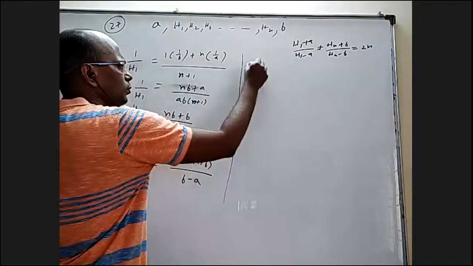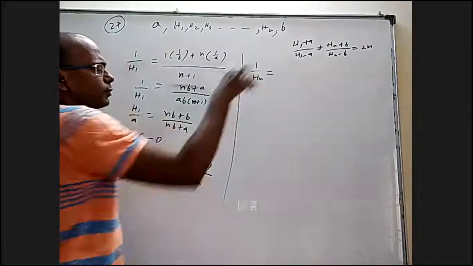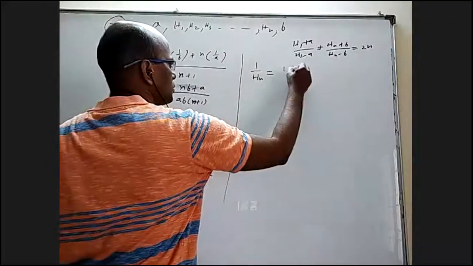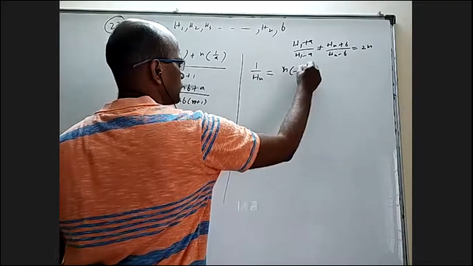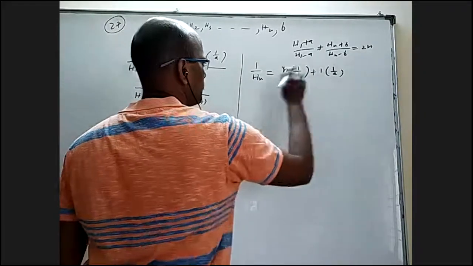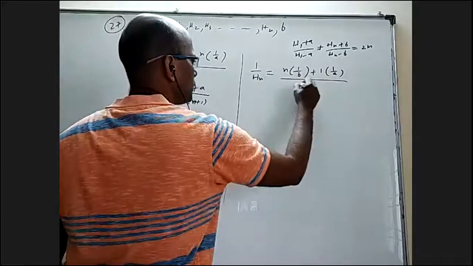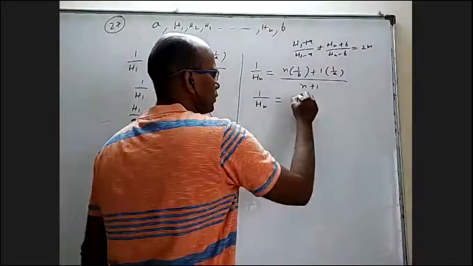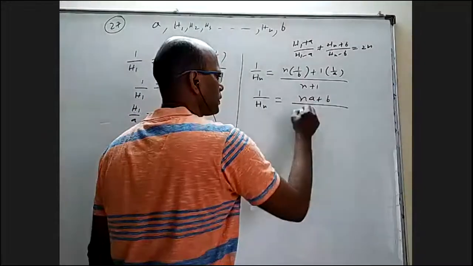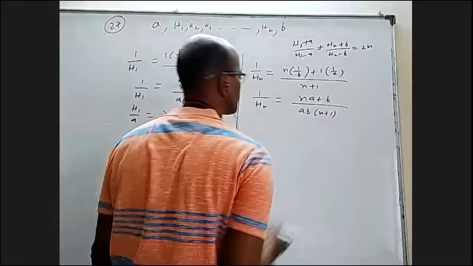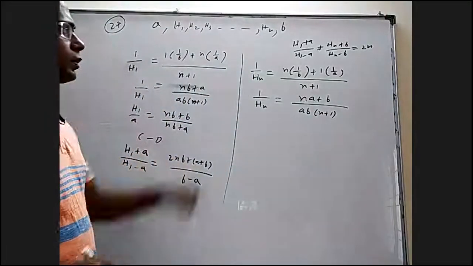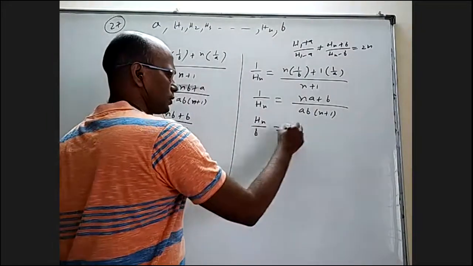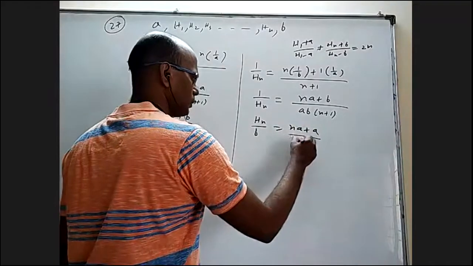Similarly, 1 by Hn: when I take the reciprocal and apply the section formula n is to 1, I'll get the harmonic mean. That is 1 into 1 by B plus n into 1 by A, by n plus 1. That will be nA plus B by AB into n plus 1. They want Hn by B, so I can take this B up and take the reciprocal. So Hn by B is nA plus A by nA plus B.